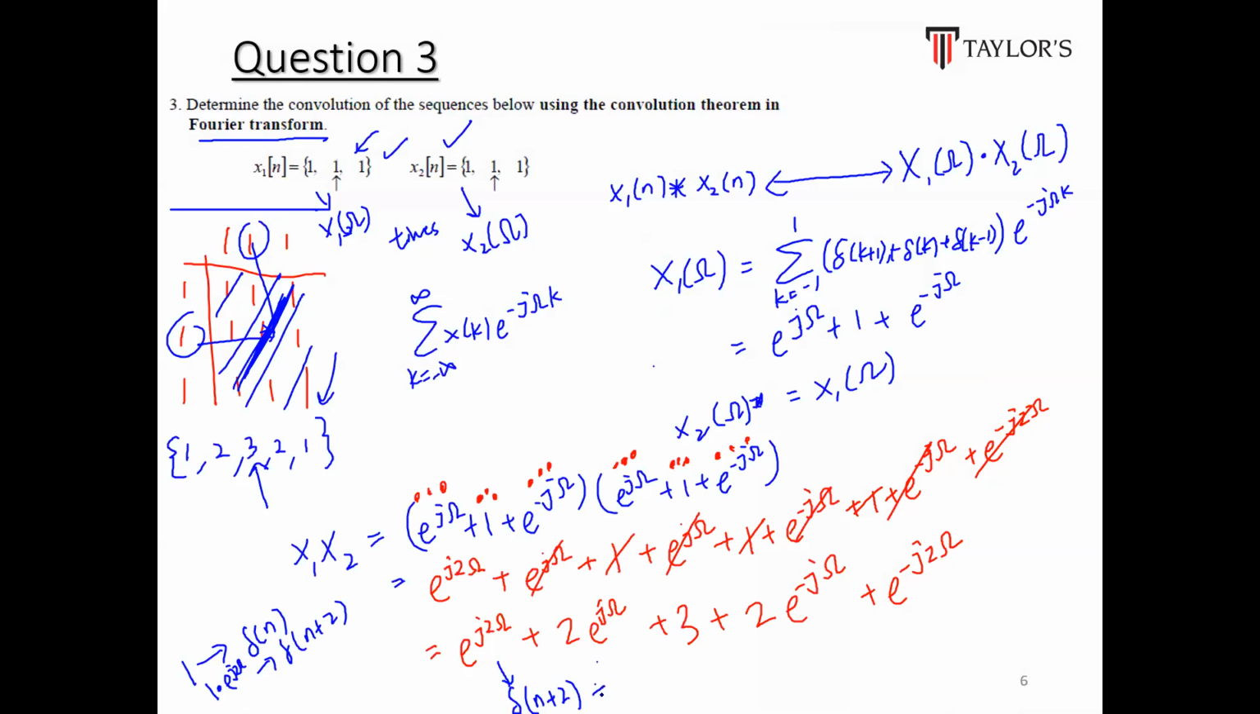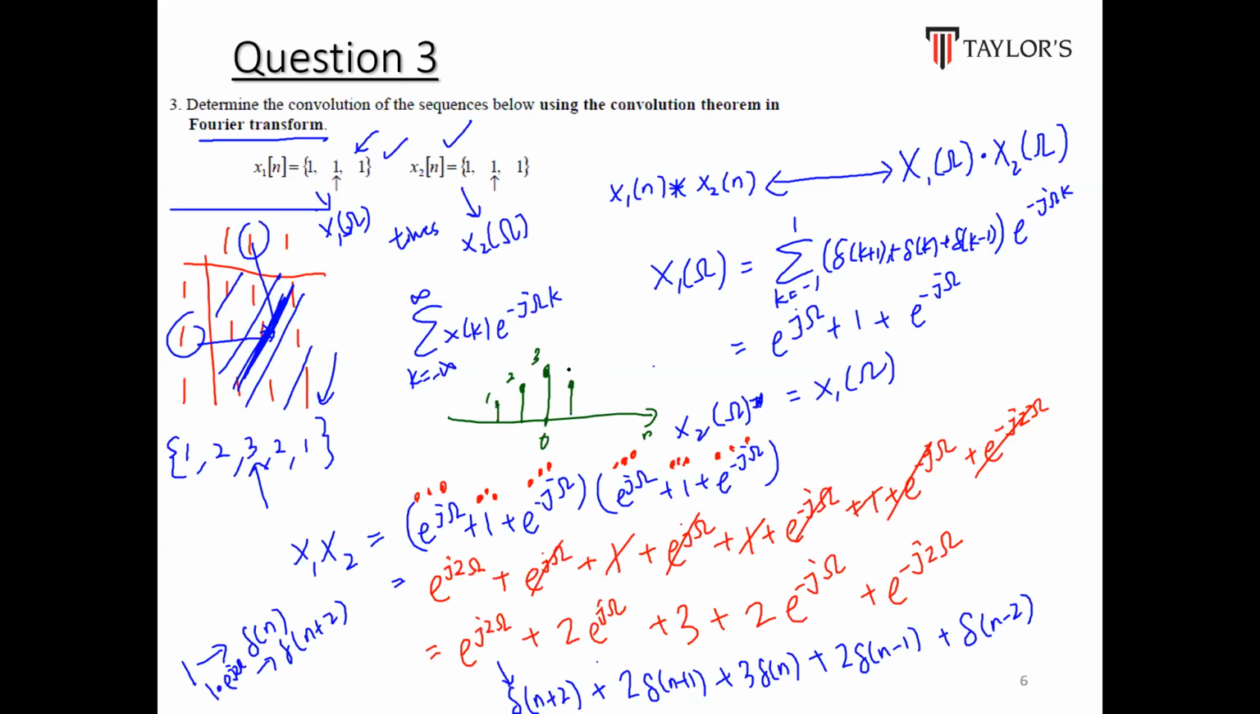So this one will become 2 delta n plus 1. This one becomes 3 delta n. This one becomes 2 delta n minus 1. This one becomes delta n minus 2. So there you go. You got the five deltas already. If you want to plot your output, it looks like this. This is n. When n equals 0 it is 3, and then this one is 2, this one is 1, this one is 2, and this one is 1. Exactly the same as the answer you got using convolution.